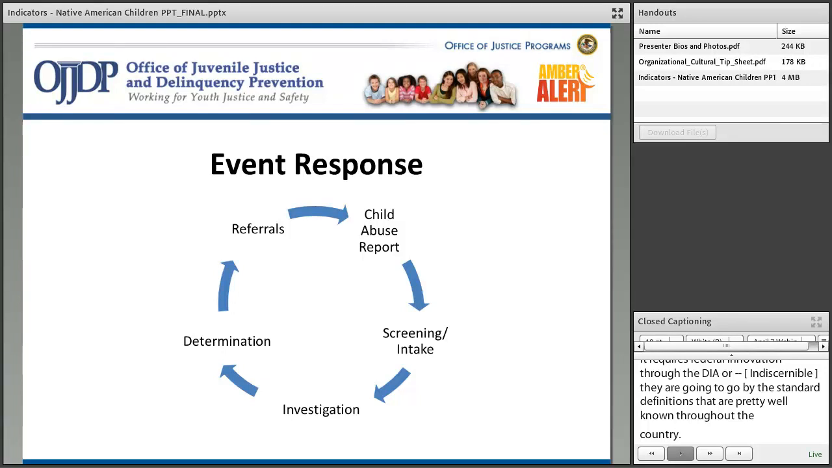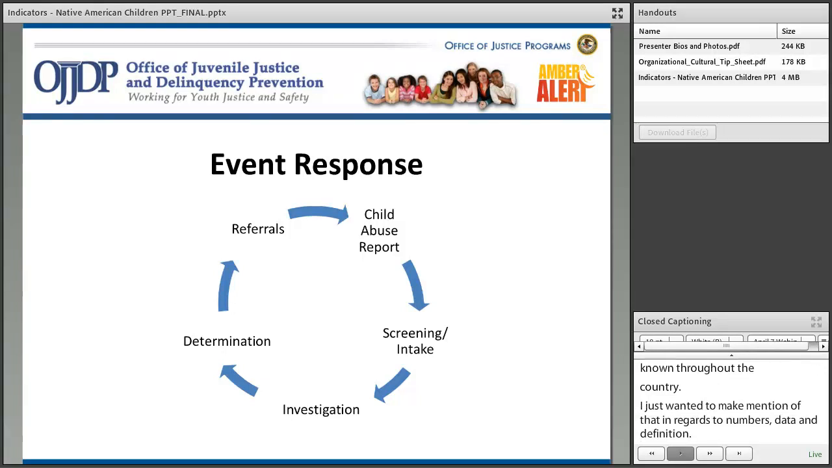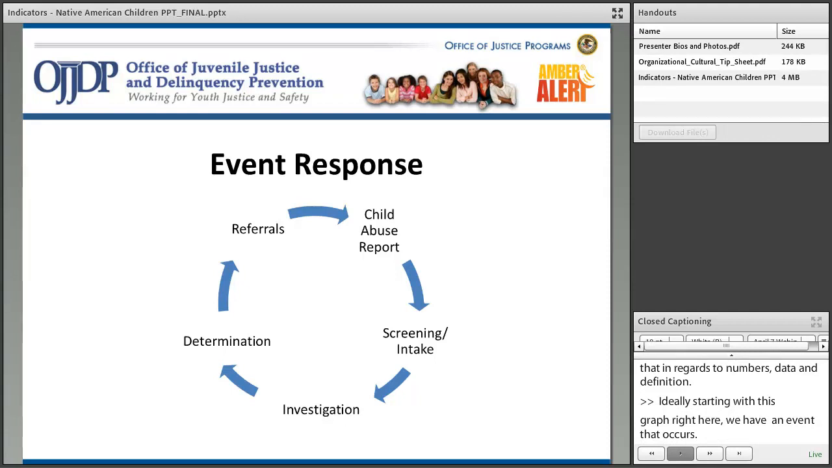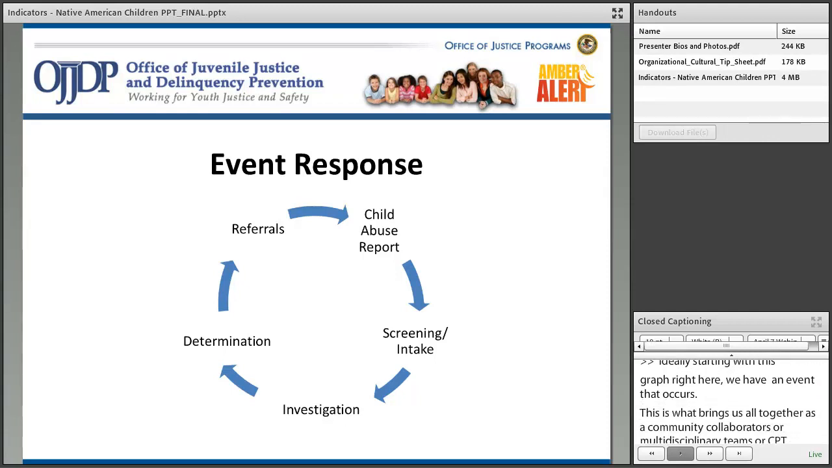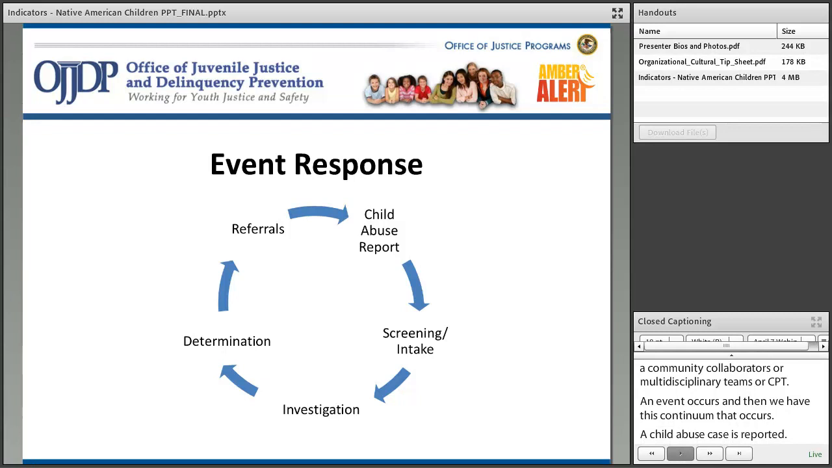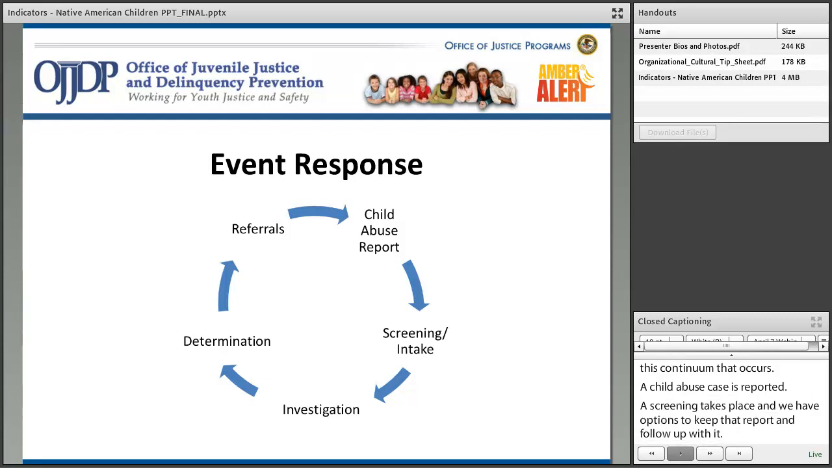So ideally, starting with this graph right here, we have an event that occurs, and this is what really brings us all together as community collaborators or multidisciplinary teams or CPTs: an event occurs, and then we have this continuum. A child abuse case is reported, a screening takes place, and we have options to keep that report and follow up with it. Then we develop it or go through our intake process. An investigation is conducted if deemed necessary. If there are problems within the investigation process that require additional services such as forensic interviewing, then we go through there, and then for additional support services for the victim and families, we have referrals.